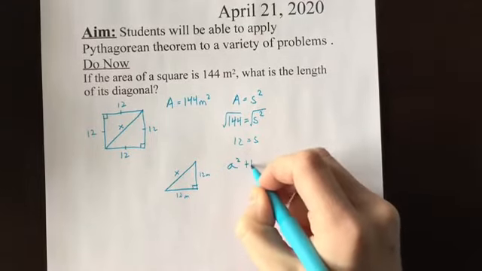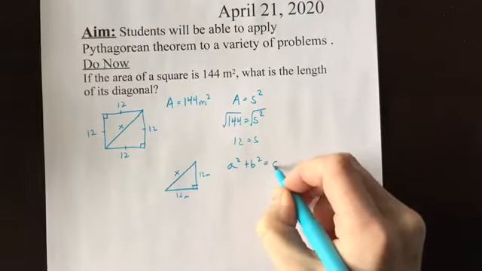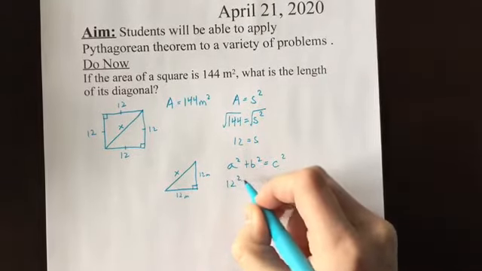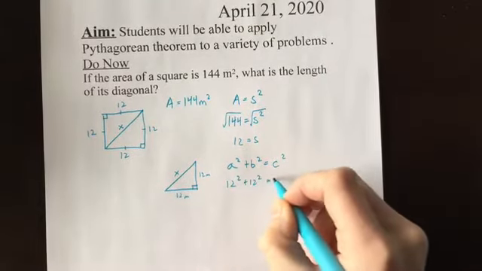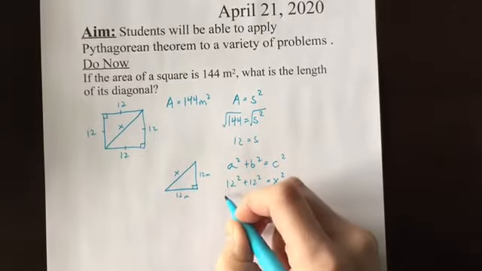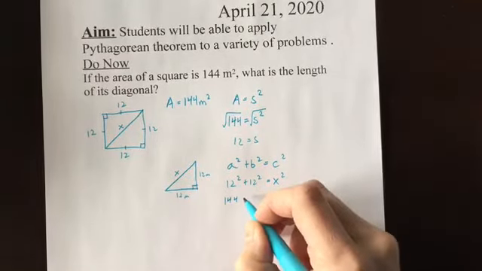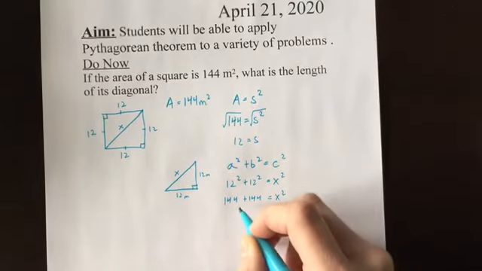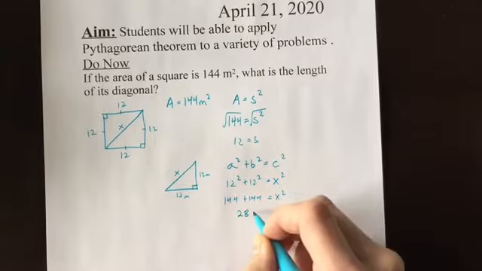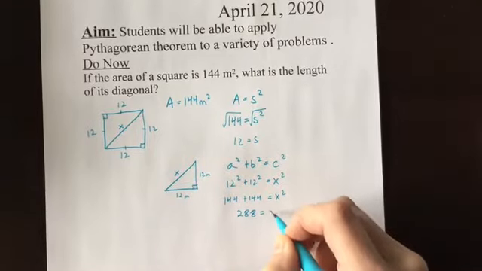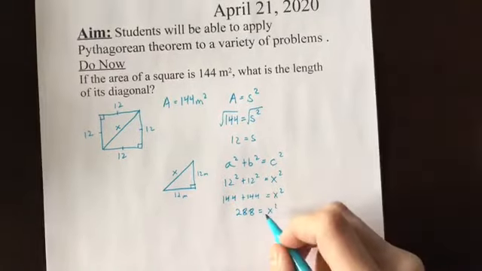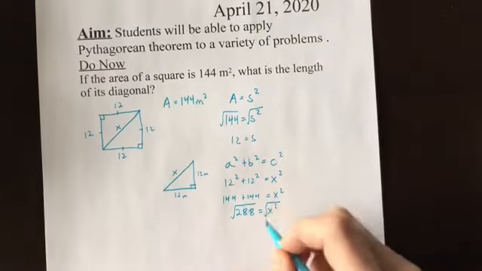From here, now we can use our Pythagorean theorem. a squared plus b squared equals c squared, where both legs are 12. So 12 squared plus 12 squared equals x squared. 12 squared is 144. So that's going to be 288 equal to x squared. Okay, so now we're going to have to work to find what x is. So we'll take the square root of both sides.